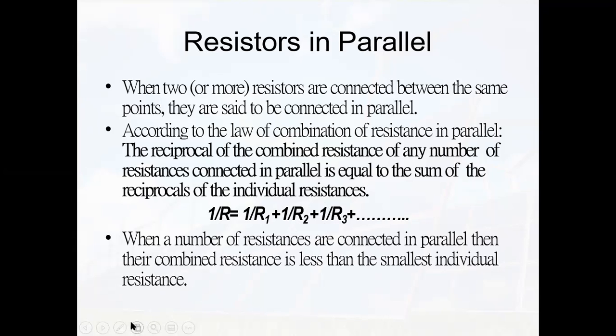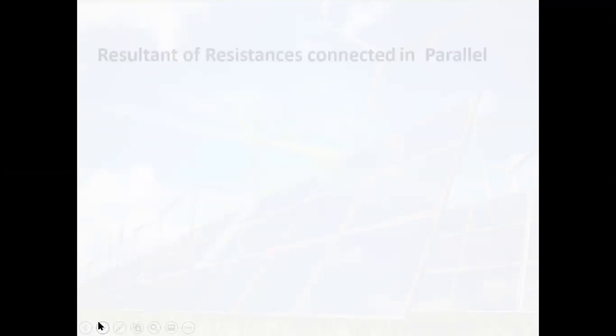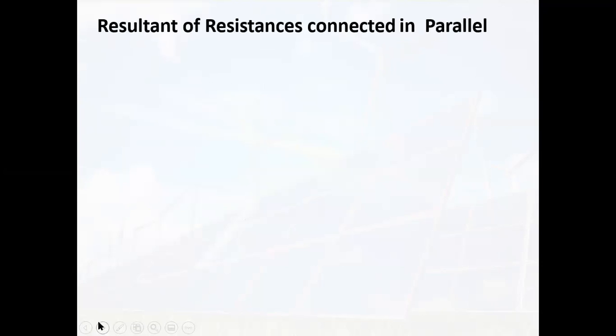When a number of resistances are connected in parallel, then their combined resistance is less than the smallest individual resistance. Now we will calculate the resultant of resistances connected in parallel.